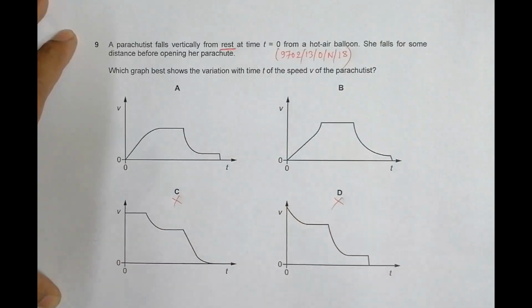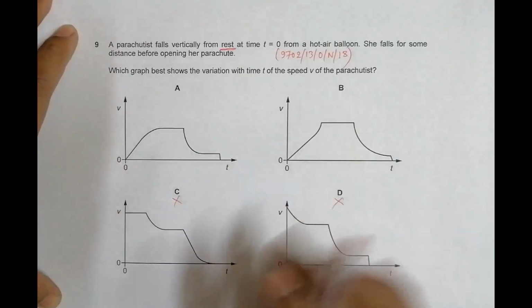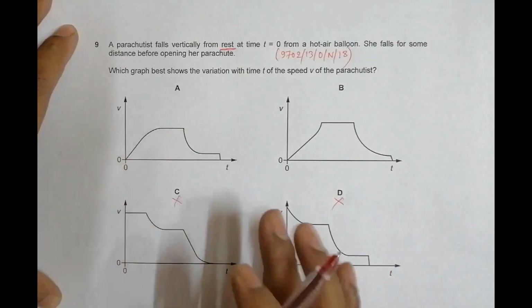From a hot air balloon, she falls for some distance before opening her parachute. Which graph best shows the variation with time t of the velocity v of the parachutist? So we have to find the graph. What we have to remember is initially the velocity is 0, okay. The velocity increases, it's also okay.